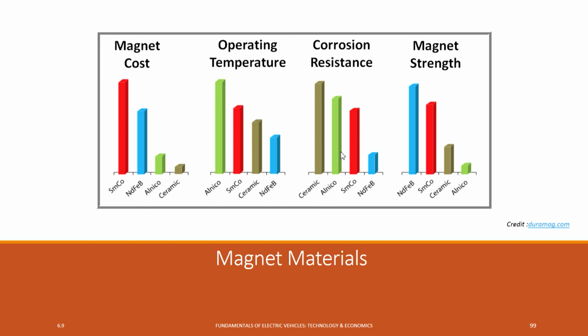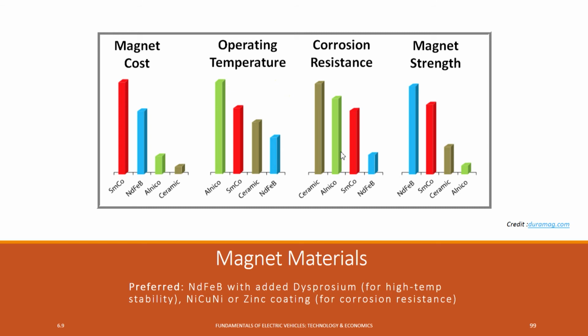In general, for electric vehicles, I am not talking about missiles and things like that, the choice is NdFeB, and we add another even more expensive and rarer earth called dysprosium in very small quantities to improve the temperature stability of the magnet. And to improve the corrosion resistance, we usually give some protective coating. It can be a simple zinc coating, or there is what is called nickel copper nickel coating. So, the NdFeB is very good in magnet strength. To improve the corrosion resistance, we provide the coating, and to improve its temperature rating, we provide dysprosium in addition to neodymium, and overall we get a magnet which is better than the others. This is the normal choice.